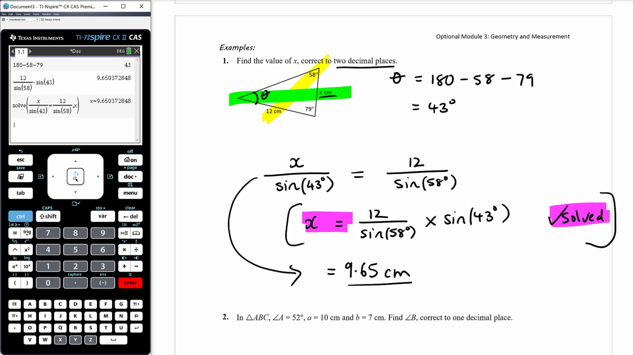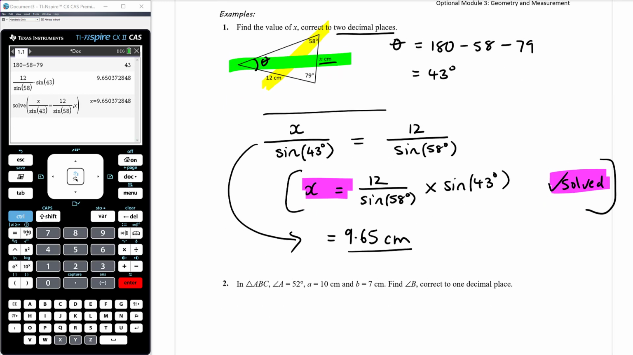Okay. So in the first example where I did the solving myself, i.e. I got x on its own myself, then all I need my CAS to do is, it doesn't need to solve anything. It just needs to evaluate. It just needs to work out what 12 over sine 58 times sine 43 is. So you don't need to use menu 3.1, you don't need comma x, etc. You just literally type this expression into your CAS. Whereas if you want to go straight from here to the answer, your CAS is going to need to do the solving for you, and so you will need to have solve, put in the equation, comma x in your CAS.